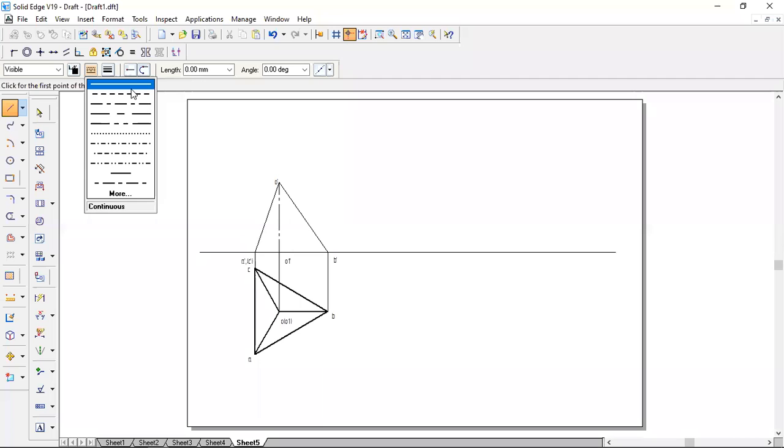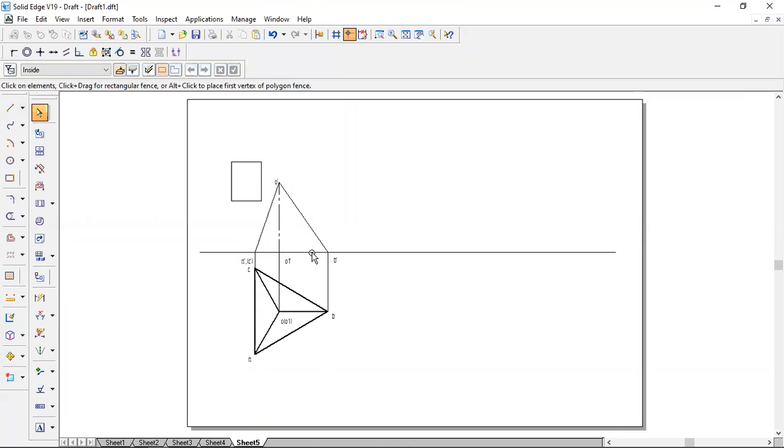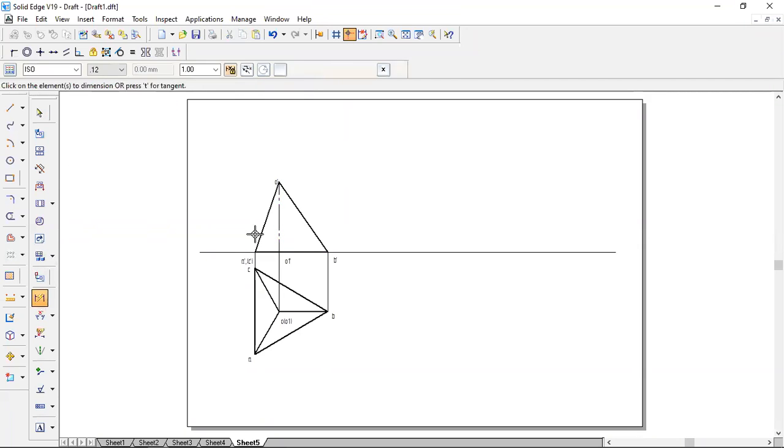Once you finish this, finish the front view. So choose this front view with 0.5 mm thickness, and this is 0.35 mm thickness. Now what is the axis length? So we have found out the axis length is 44.91.